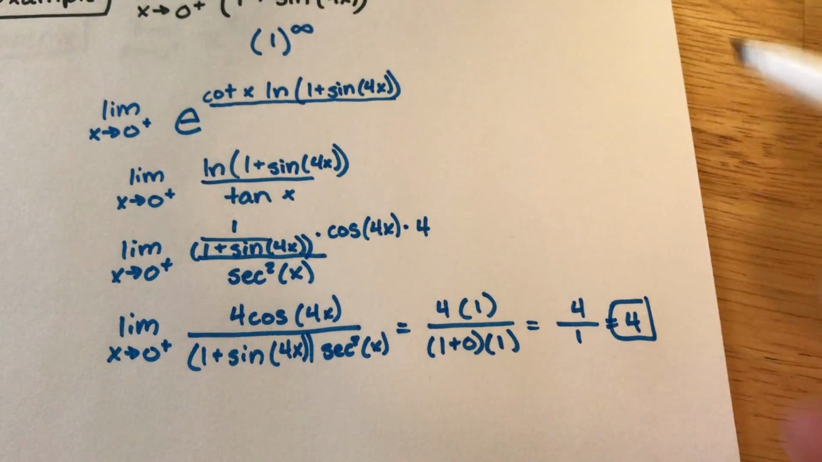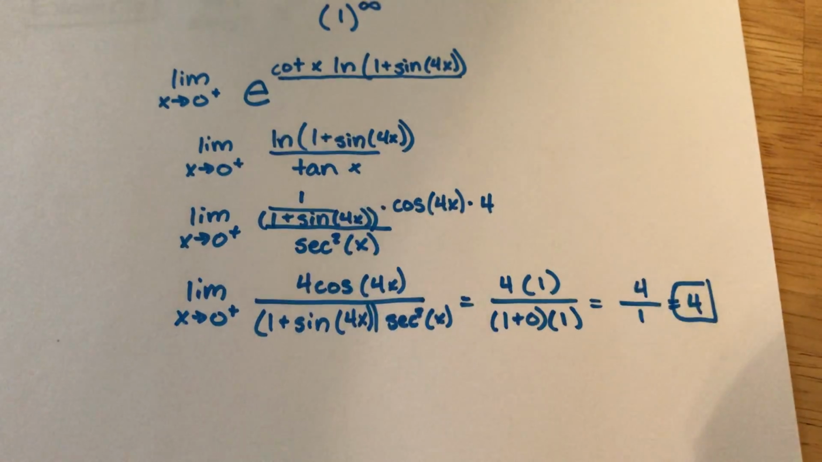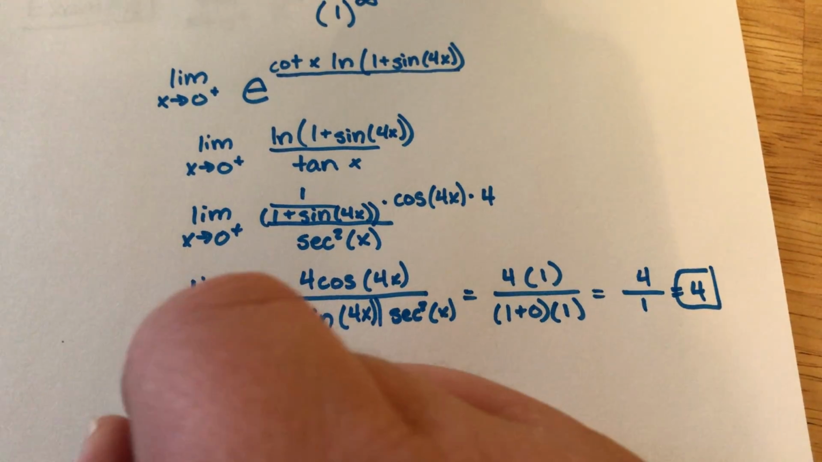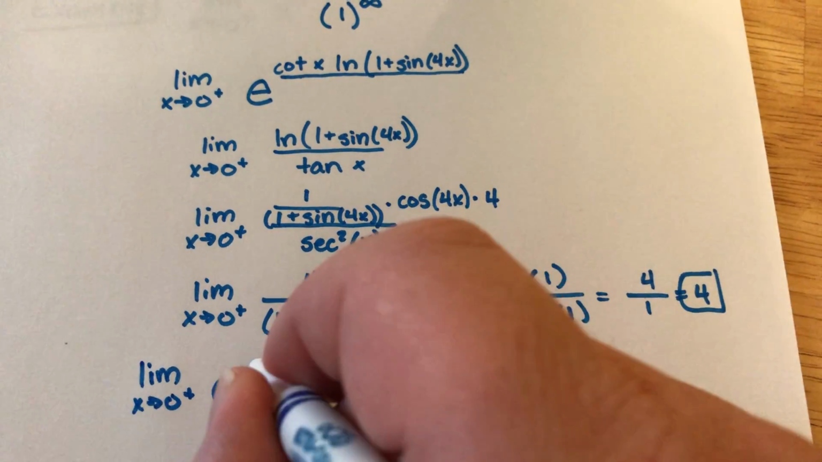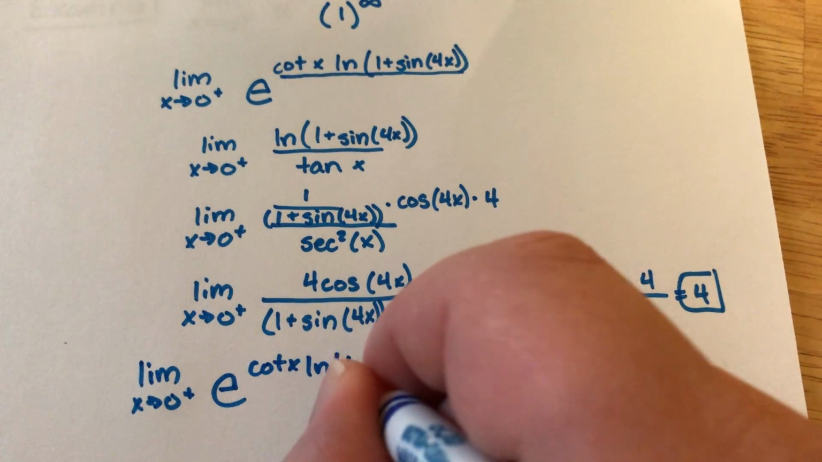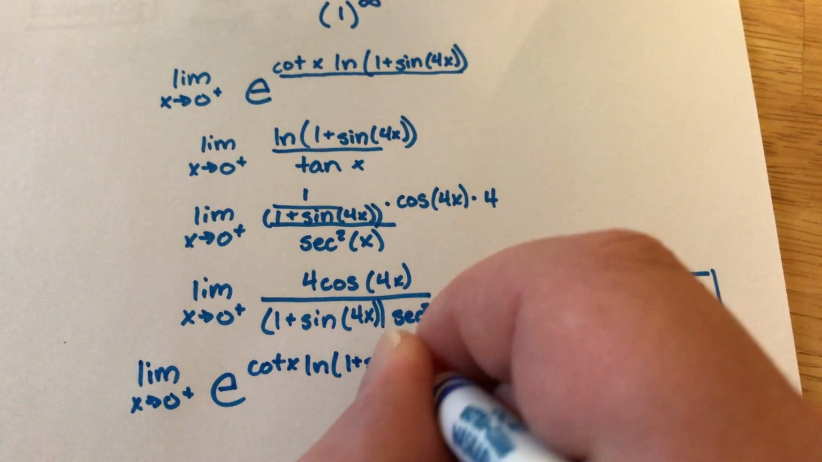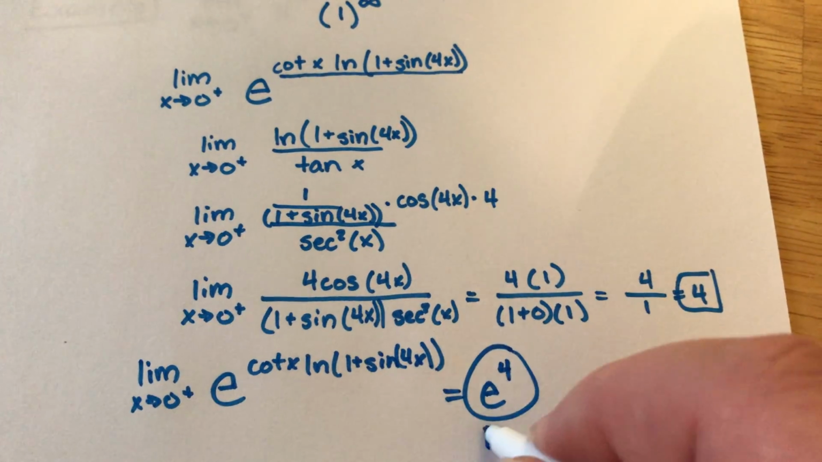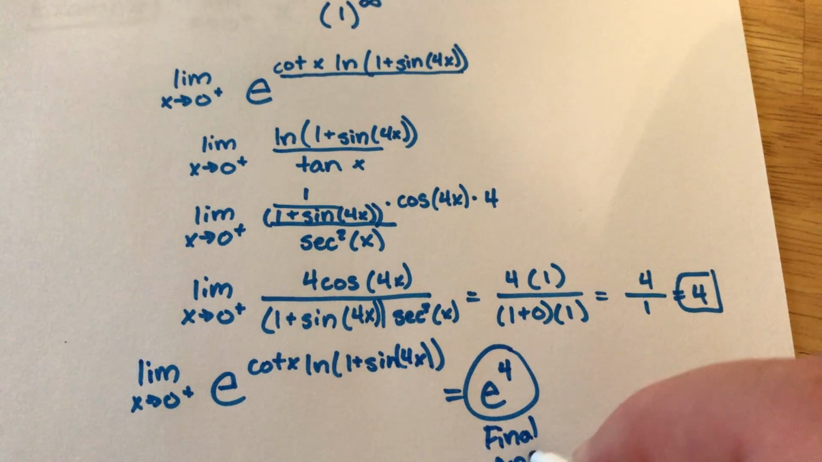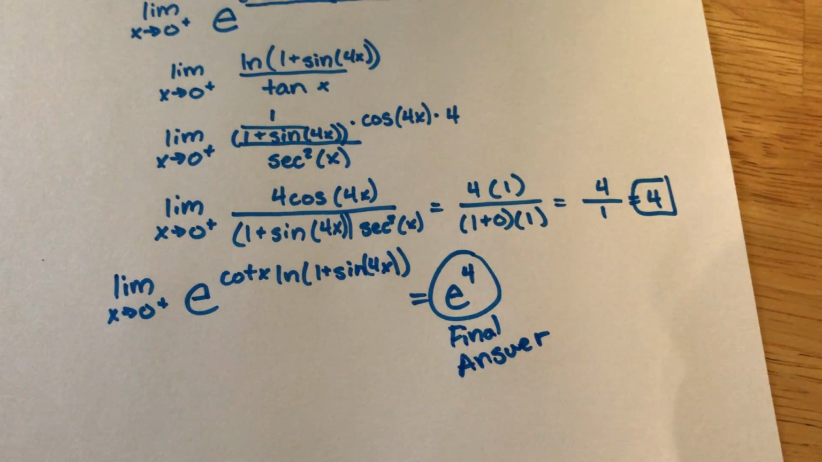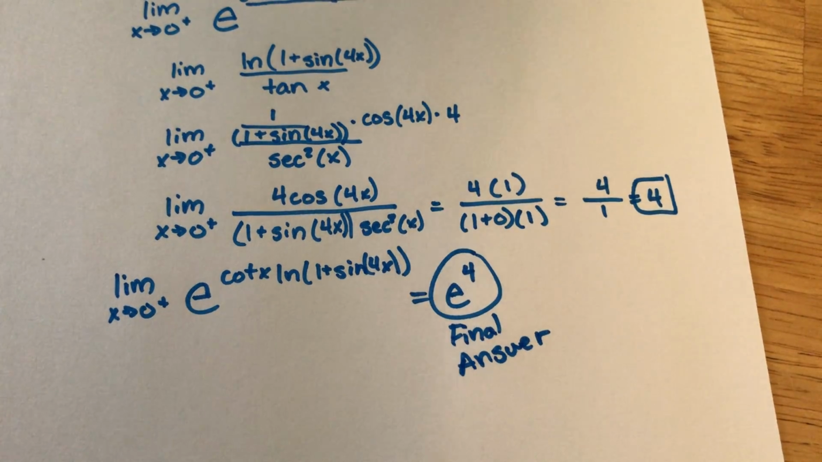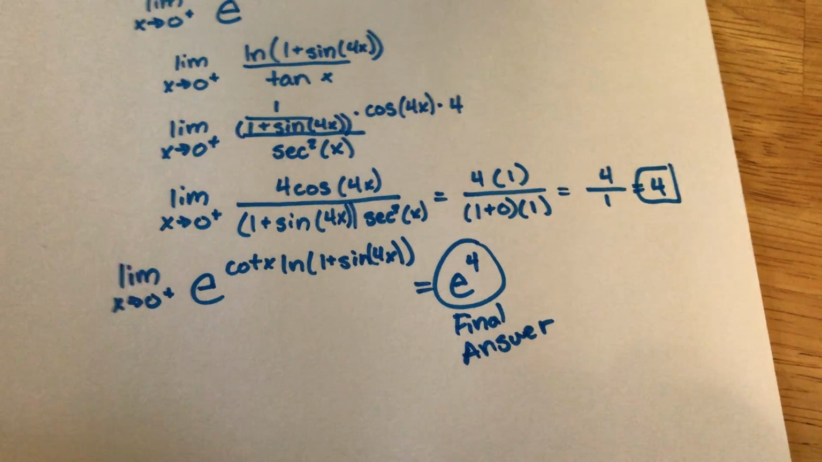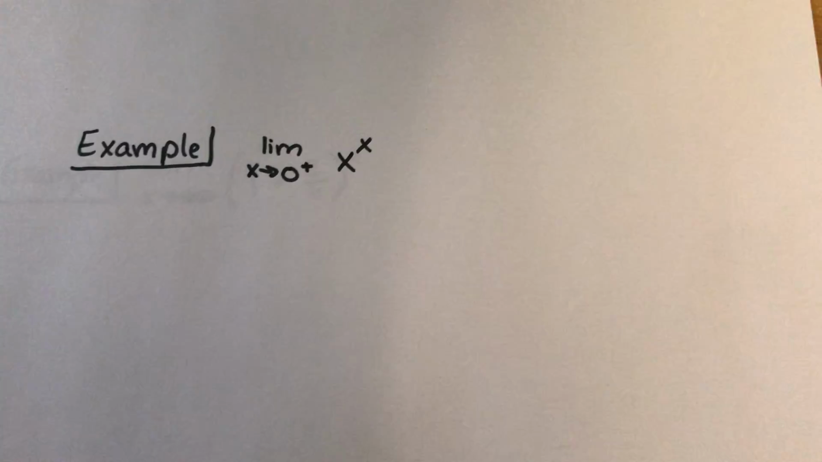They forget that originally this was an exponent. So what you need to watch out for here is going back and saying, you don't even need to write the limit as x approaches 0 anymore, but it was e to the cotangent of x times ln of 1 plus sine of 4x. We figured out that that exponent was really a 4, so it's e to the 4th as the final answer. So again, people tend to get a little bit stuck and just say 4. But don't forget that it was actually an exponent. So that's going to be my final answer on this question, e to the 4th. And I'll move on to another one.